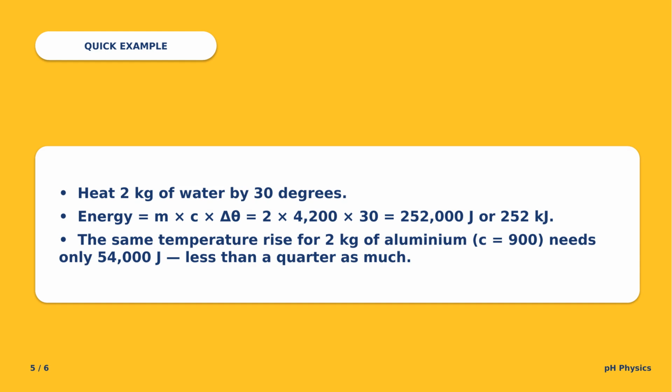Common slip. Confusing specific heat capacity with specific latent heat. Specific heat capacity is for warming within a state. Latent heat is for changing state without changing temperature.